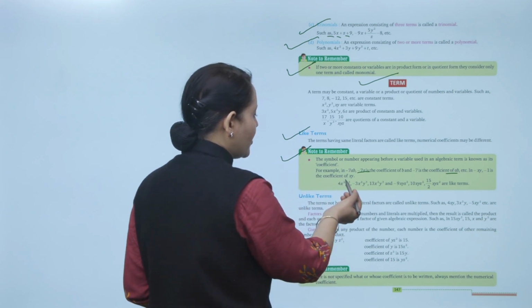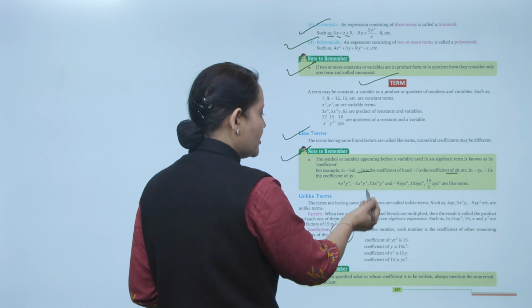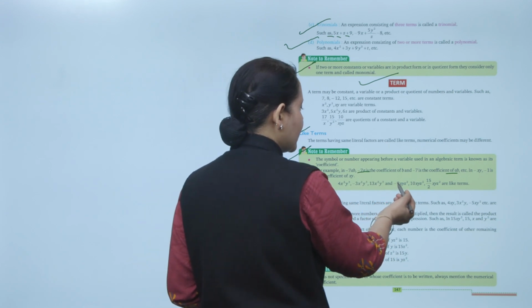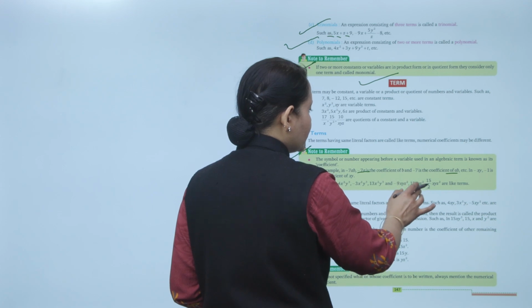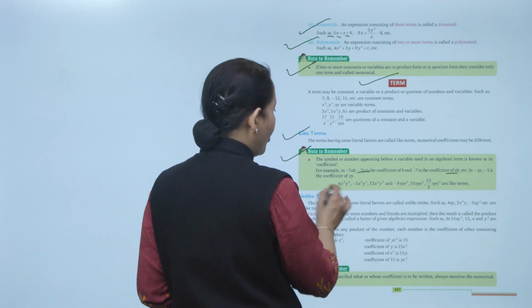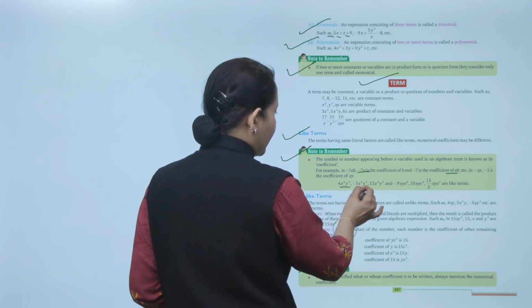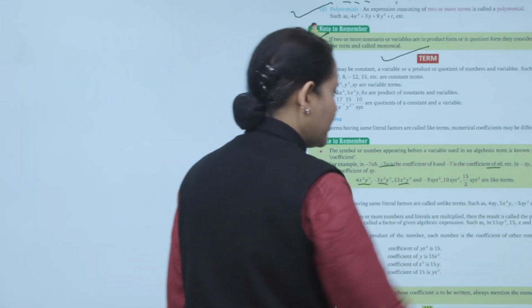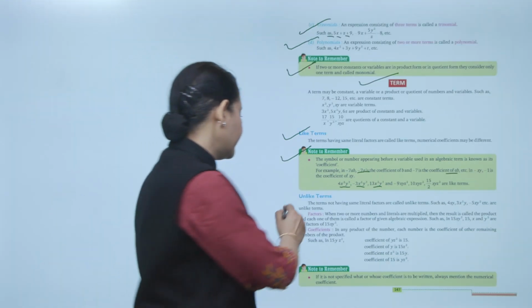Here, 4x square y cube, minus 3x square y cube, 13x square y cube and minus 9xyz square, 10xyz square, 15 upon 2 xyz square are like terms because all contain the same literal value, x square y cube, x square y cube. It is the same in all, so they are like terms. Next is unlike terms.